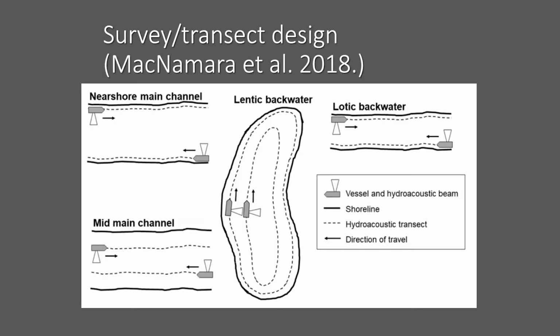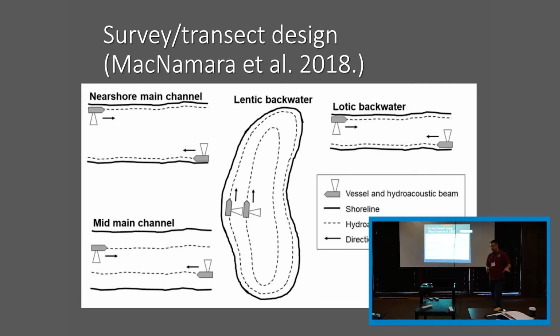So I won't go into this in detail, but the type of habitat that you're working with will dictate the type of survey or transect design that you might want to use. This is from McNamara et al., where this is based on some data that were collected in the Illinois River. And so basically, we have a very shallow sloping shoreline, and so we can actually look out, and those beams, as they open up, are hugging the bottom as they spread and go farther out. So the first transect will be as shallow as we can get, maybe a meter depth looking out.